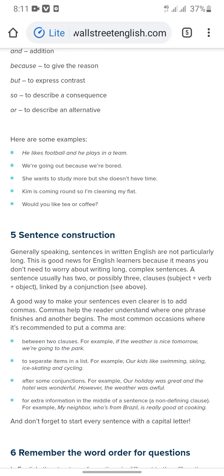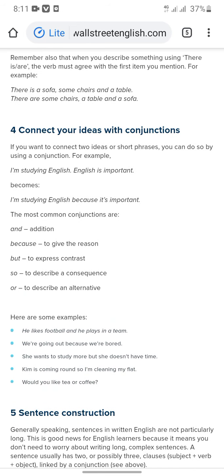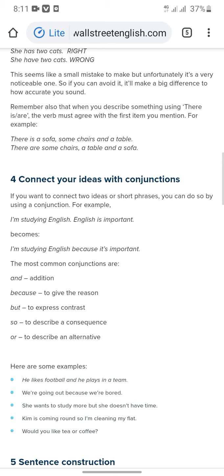Would you like tea or coffee? So this is an alternative, like you are supposed to share your opinion regarding your choice, like you are going to pick or take tea or coffee. So this is an alternative, and the alternative is expressed by the conjunction or. So this is the use of conjunction.